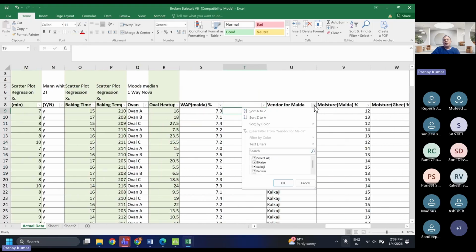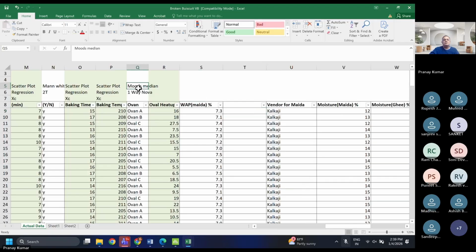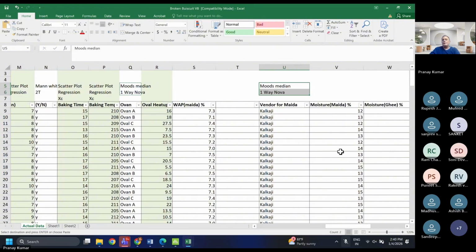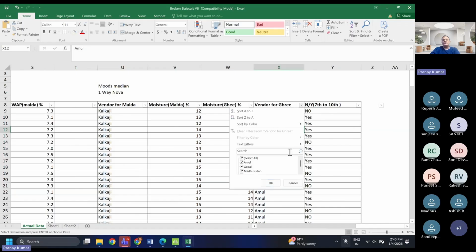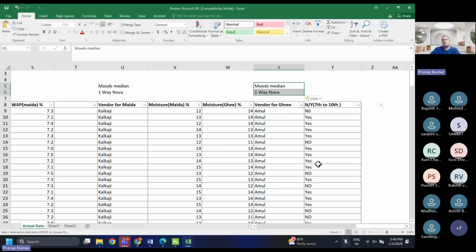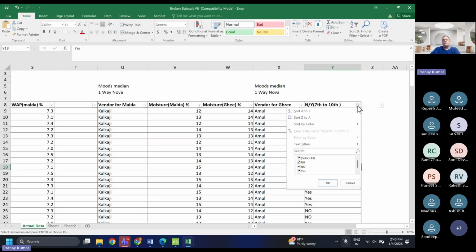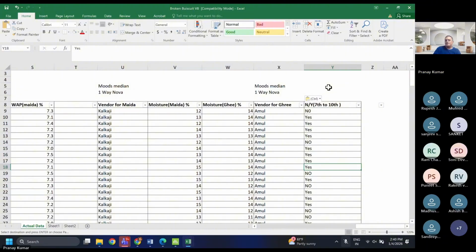Vendor for Maida. I have 3 vendors. What test will you use? One way ANOVA, modes median. Perfect. Vendor for ghee, Amul. I have 3 vendors. One way ANOVA, modes median. Perfect. Yes, no. Again, 2T test, Mann-Whitney. Everyone? 2T and Mann-Whitney.